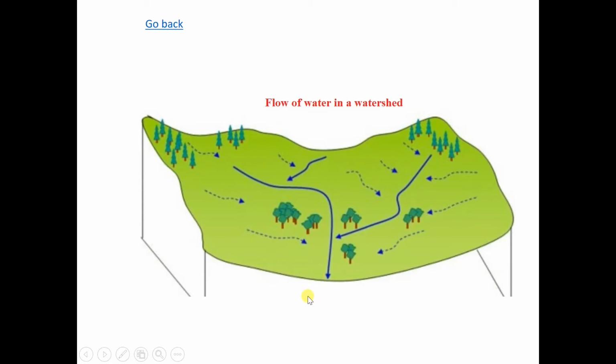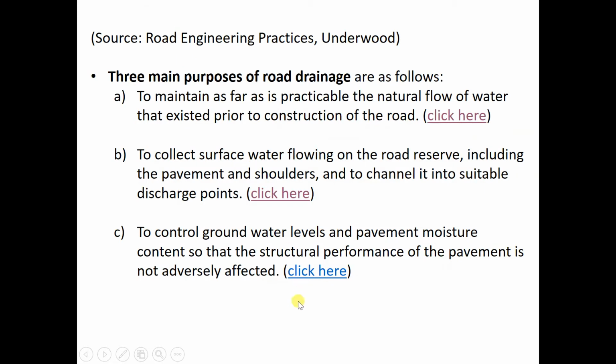But if you design, let's say, a culvert crossing or a bridge, which we're going to show you later on, then we need to look at the whole catchment. We have to look at the whole river system within the watershed for that stream where you're going to put a culvert or a bridge. So that one we look at. Thirdly, to control groundwater levels and pavement moisture content so that the structural performance of the pavement is not adversely affected.